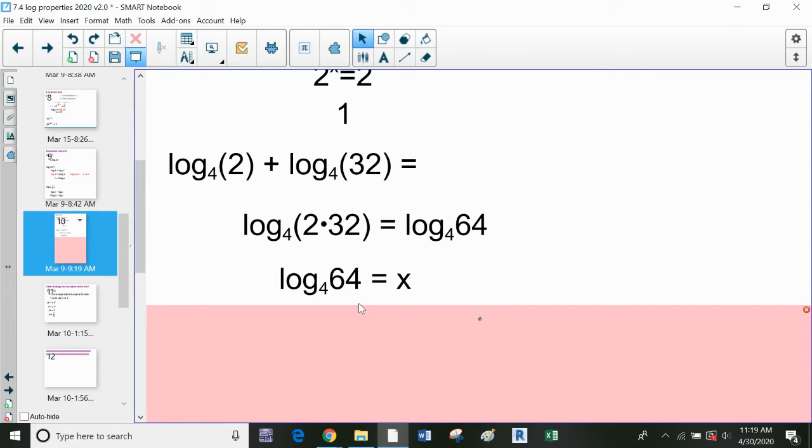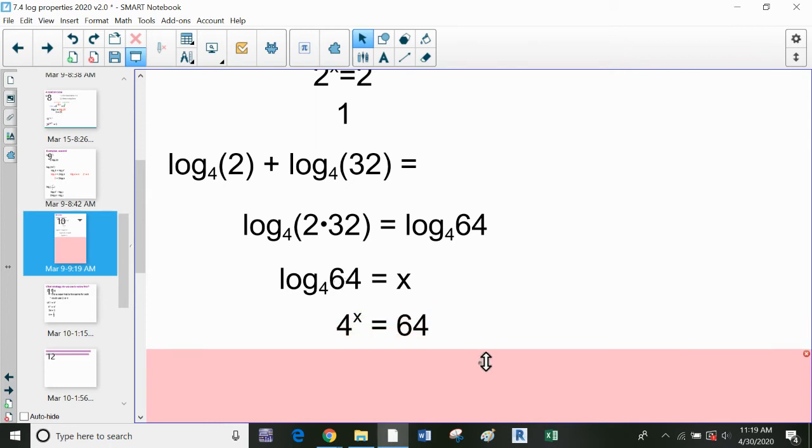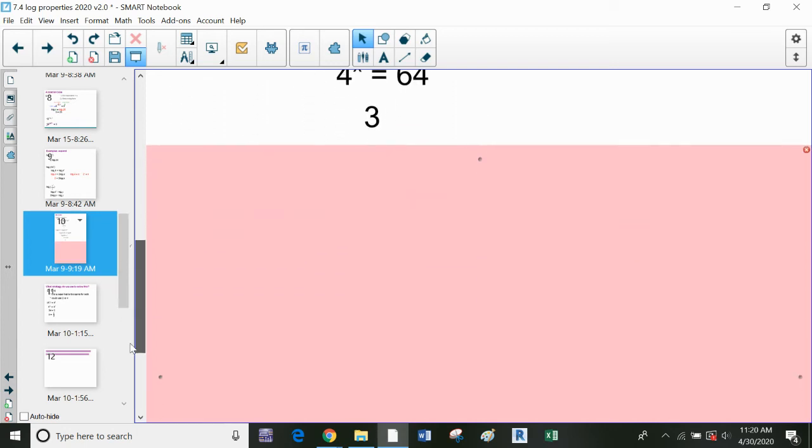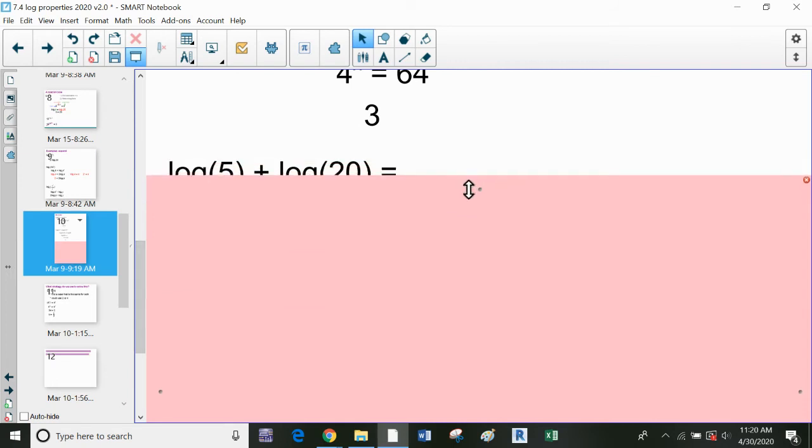Now go into exponent form. Base to the exponent equals the argument. So 4 to the x equals 64. Now go back running through your brain. 4 times 4 is 16, times 4 again, 64. So 3 4s, 4 times 4 times 4, 64. So your answer, that whole thing simplifies down to 3.